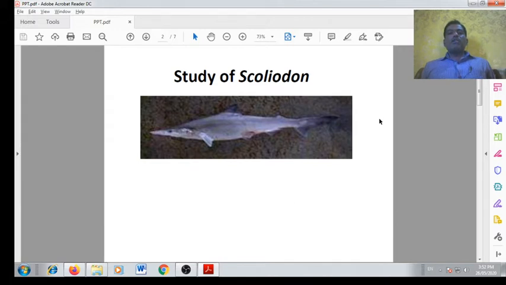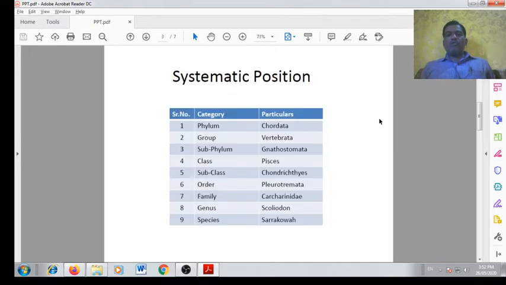Then the third part of the body of Scoliodon is called the tail. Tail is also laterally compressed and it is the longer part of the body of Scoliodon. Tail is covered by an unpaired fin called the caudal fin. Caudal fin is again divided into a dorsal epicaudal lobe and a ventral hypocaudal lobe.